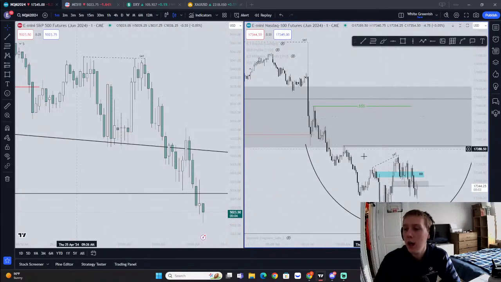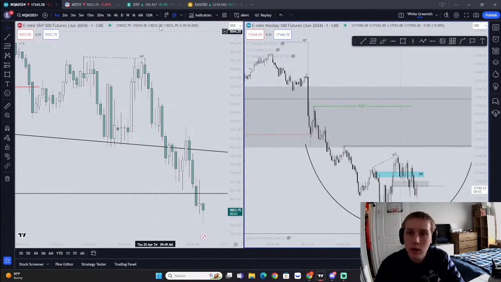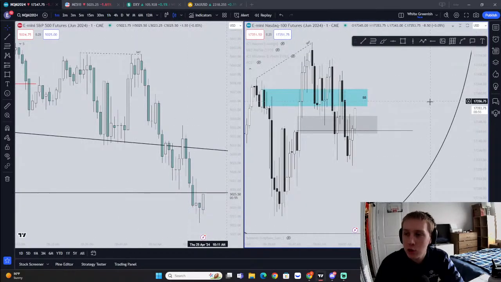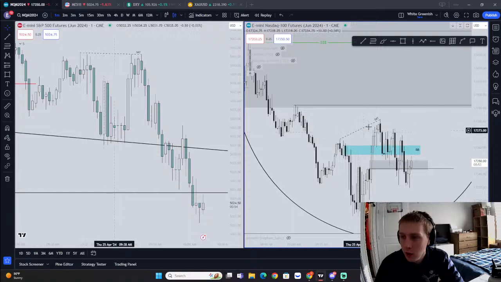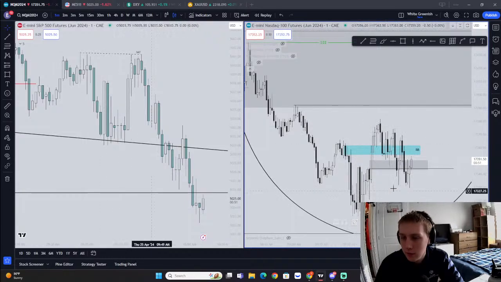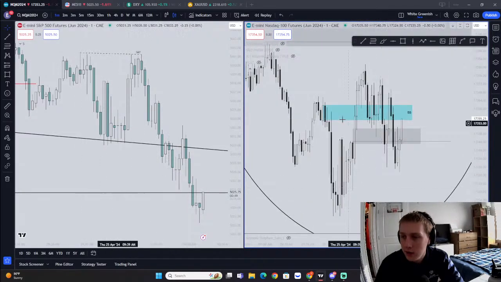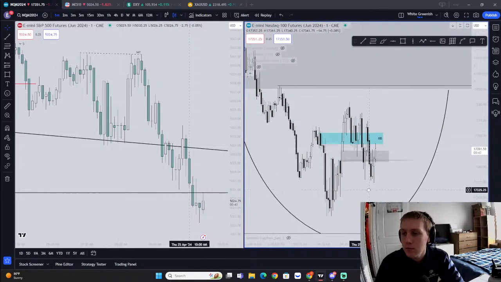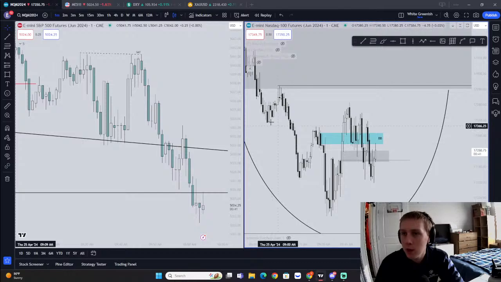Even then, y'all, I'm not going to take a short here. I want to see us come into that 1 hour fair value gap to then get a better shorting opportunity. So I'm not really looking to short at all. We do have SMT here, but we also have SMT at the lows. SMT at the highs, SMT at the lows, within this 1 minute structure. We have closed below this 1 minute order block, which I don't love.